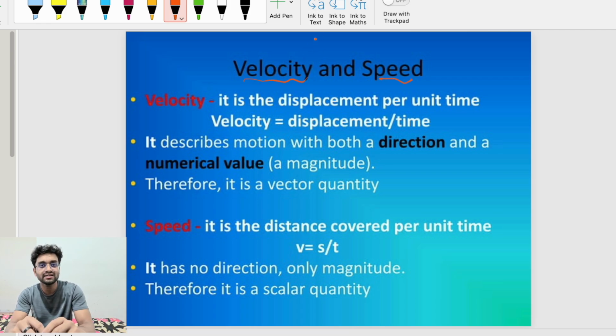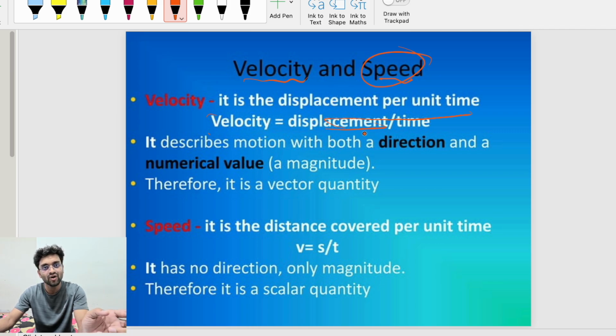Basically, velocity is the rate of change of displacement with time, and speed is the rate of change of what? Distance. Basically we can say velocity is displacement per unit time, or displacement divided by time. That means displacement has direction and magnitude.